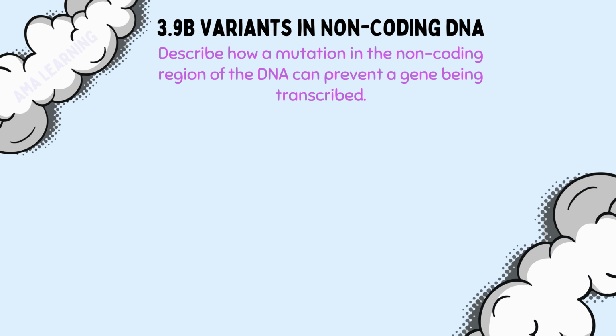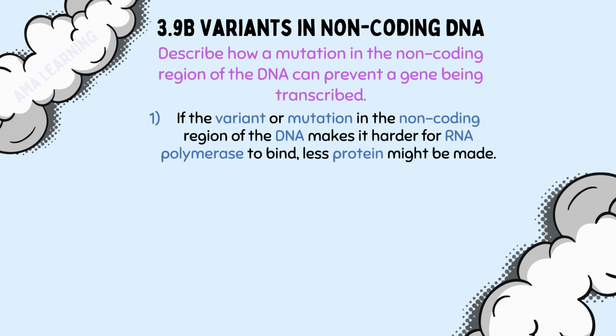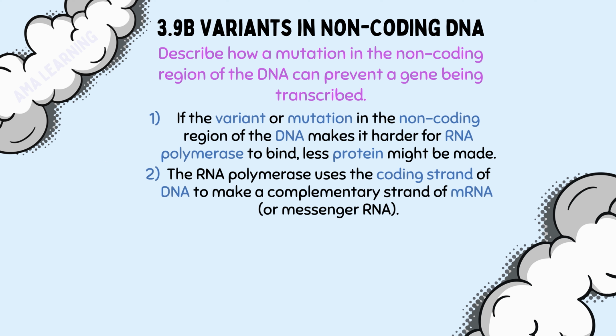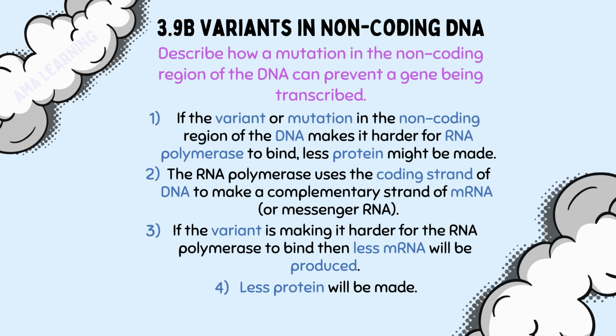We know from our learning that if the variant or mutation in the non-coding region of the DNA makes it harder for RNA polymerase to bind, less protein might be made. We also know from 3.8b that the RNA polymerase uses the coding strand of DNA to make a complementary strand of mRNA, or messenger RNA. If we link these two key parts of our learning, we can understand that if the variant is making it harder for the RNA polymerase to bind, then less mRNA will be produced, and consequently, less protein will be made.